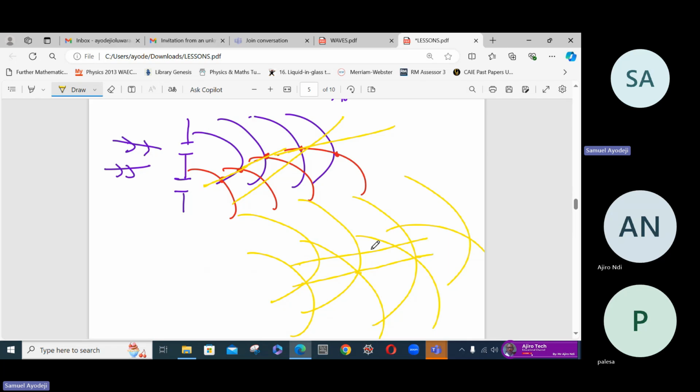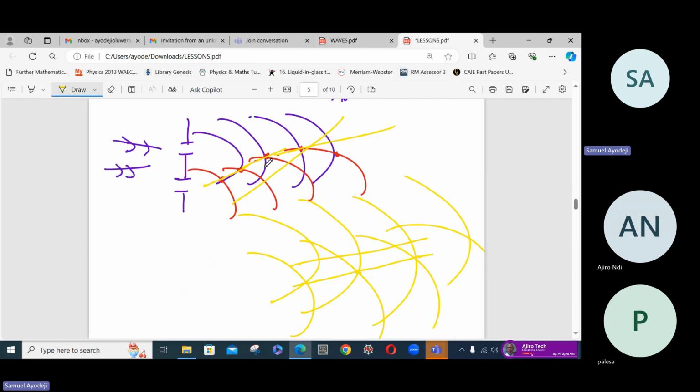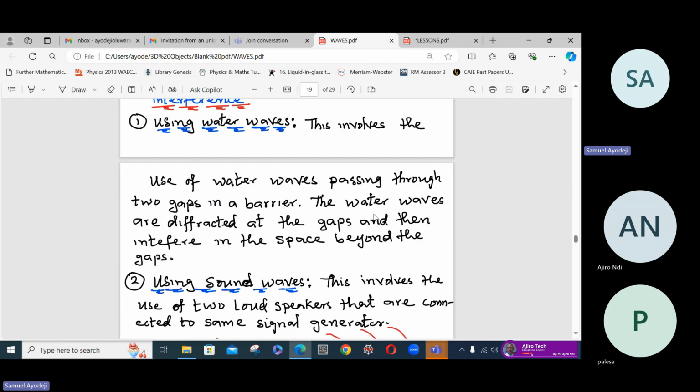Is it clear? Yes, sir. Okay, fine. So through a double-slit barrier, the two water waves are diffracted at the gaps and then interfere in the space beyond. Diffraction occurs here, and in the space beyond, they overlap. That's the method there. So that's the first one.